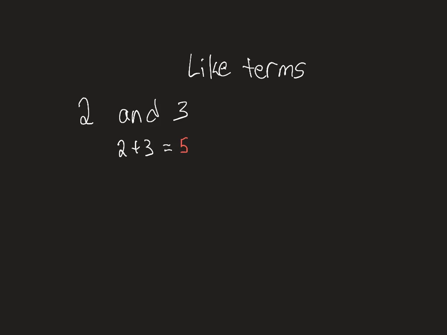Regardless of this, though, let's say I asked you instead, what is 2 apples plus 3 apples? How many apples do I have? Well, that's simple. I have 5 apples. Why can I do this? Well, they're both apples. So 2 apples plus 3 apples, they're all apples, or 5 apples.